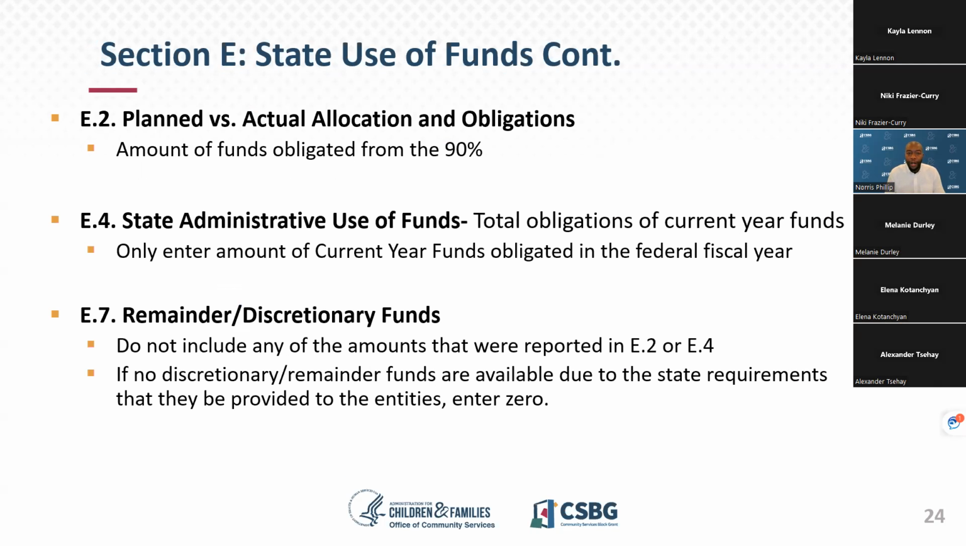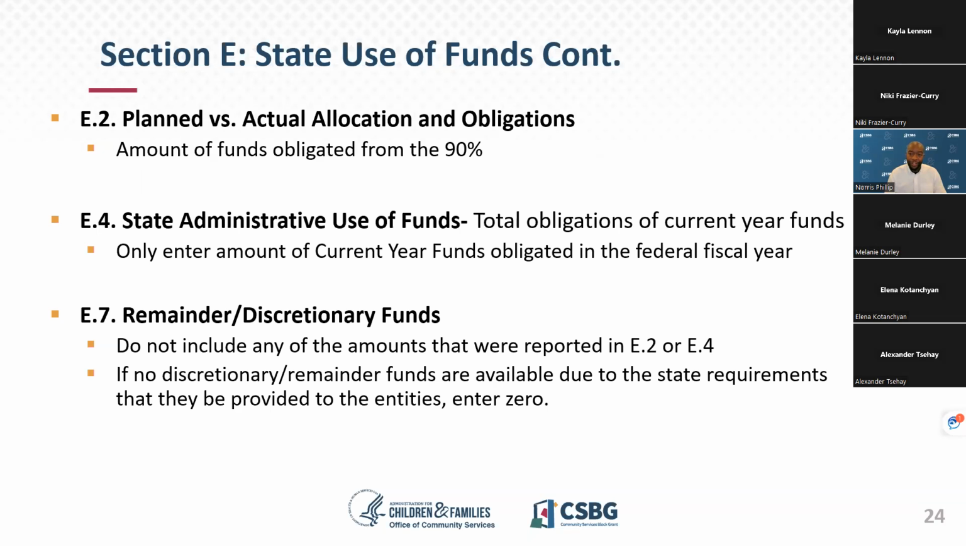In Section E2, OCS collects data on planned and actual allocations and obligations of CSBG funds to ensure transparent distribution to eligible entities in accordance with Section 675C(a) of the CSBG Act and IM 37. By comparing the allocated funds against the obligated amount for each fiscal year, OCS verifies that 90% of the CSBG funds are utilized as intended. Carryover, administrative, and remainder or discretionary should be excluded from Section E2. This information helps OCS monitor fund allocation, promote accountability, and support continuous improvement in programs for the benefit of the communities served.